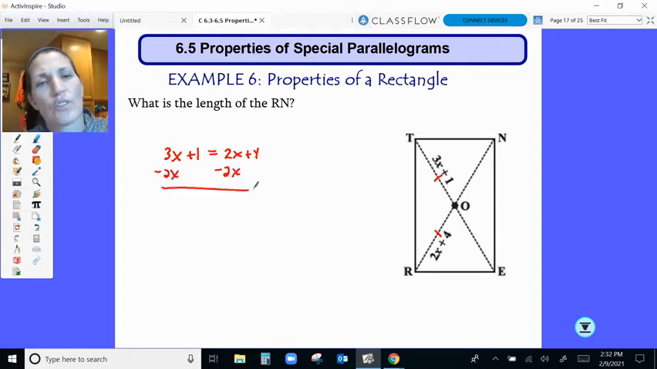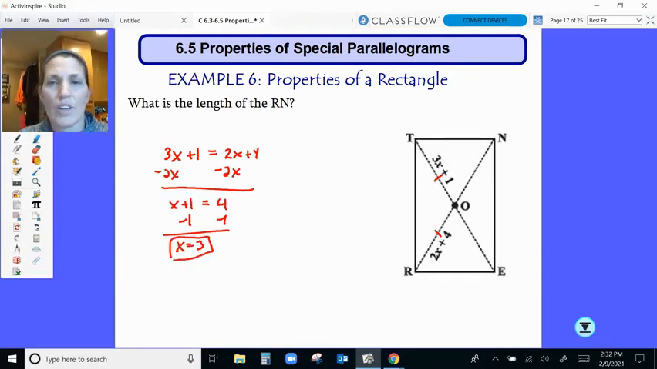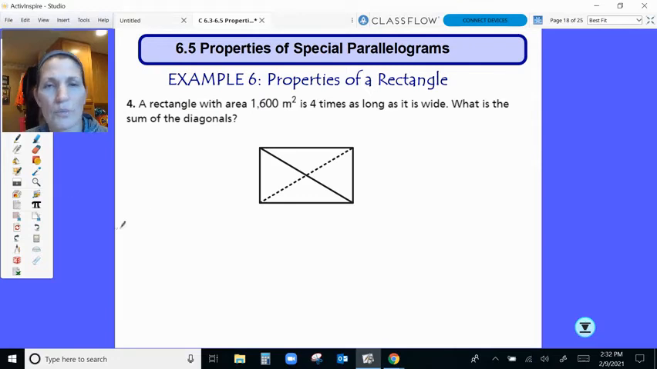So I'm going to subtract 2x. x plus 1 equals 4. Minus 1. x equals 3, right here. Okay, so if we put 2 times 3 right here, plus 4, that's going to give me 6 plus 4, which is 10. This must be 10 also, which means Rn is going to be equal to 20. So again, just kind of like a little puzzle we have to put together.